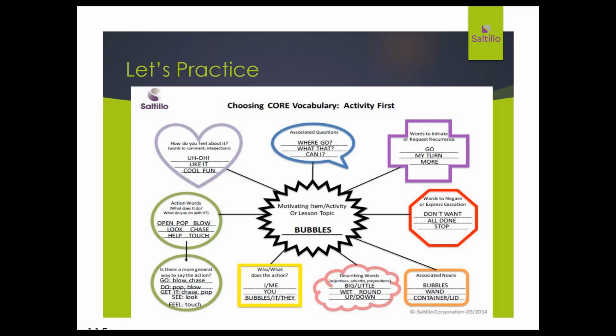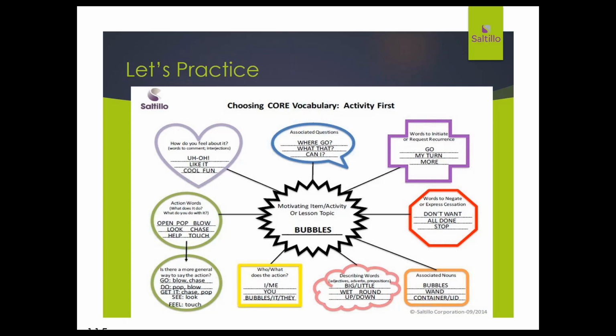So we have where go, what's that, can I? If we go over to the right, under words to initiate a request or recurrence, we have go, my turn, and more. Words to negate, so we talked about how they could say all done and stop. They don't want to do bubbles anymore. We talked about associated nouns, making sure we're showing them where bubbles is. They can say bubbles, wand, container, lid. They can use describing words, such as big and little, wet and round, up and down.